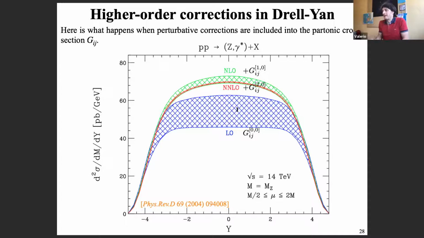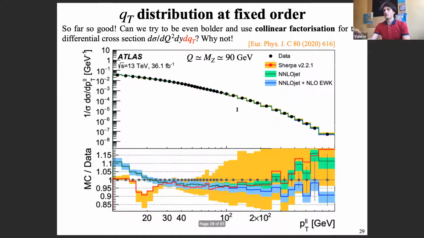So this means that, again, also looking at more differential quantities, the perturbative series is converging. Now, so far, so good. So now, can we try to be even bolder than that and use collinear factorization to compute the differential cross-section in Drell-Yan, not only in Q squared and Y, but also in the transverse momentum of the Z boson?